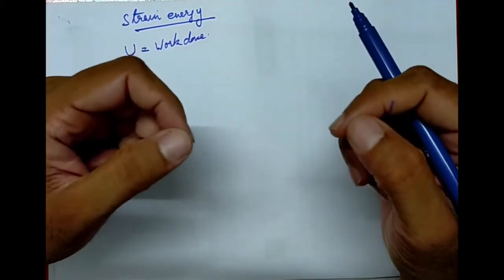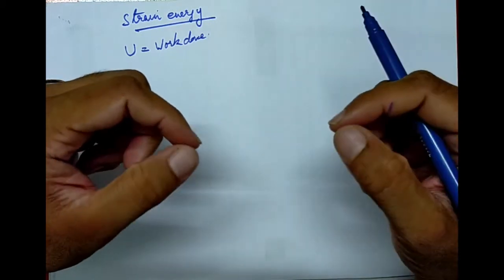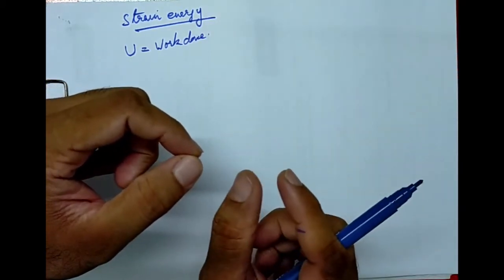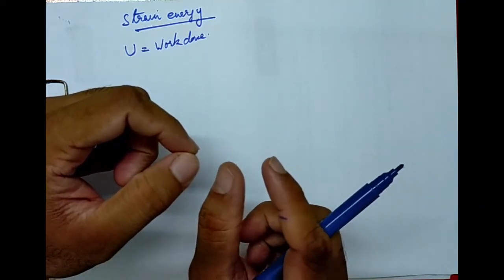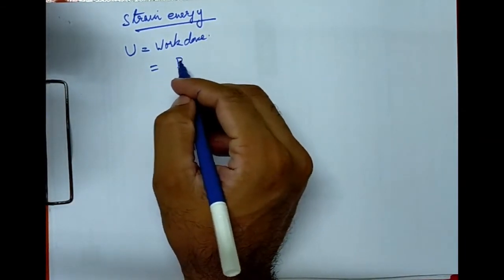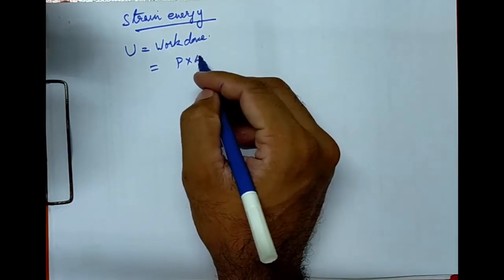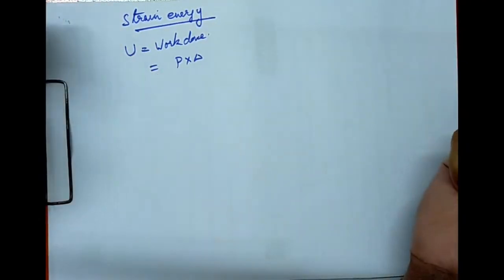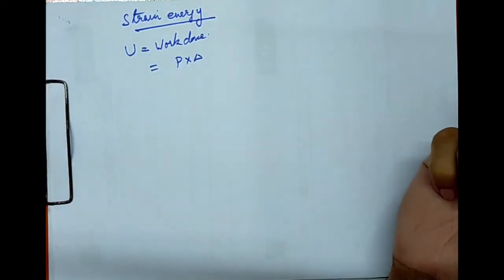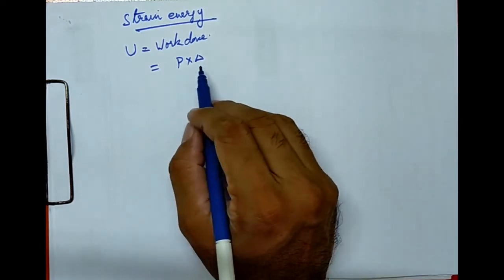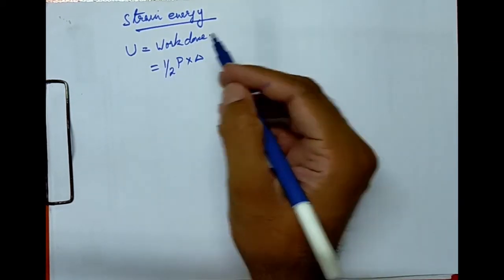I took a rubber band and pulled it, so I did some work, which means I applied a force and it got stretched by a certain length. Let it be stretched by a length delta when I applied a force P. So the work done will be P times delta, where delta is the stretched length and P is the applied force. But you may remember this equation of strain energy not as P delta but as half P delta.